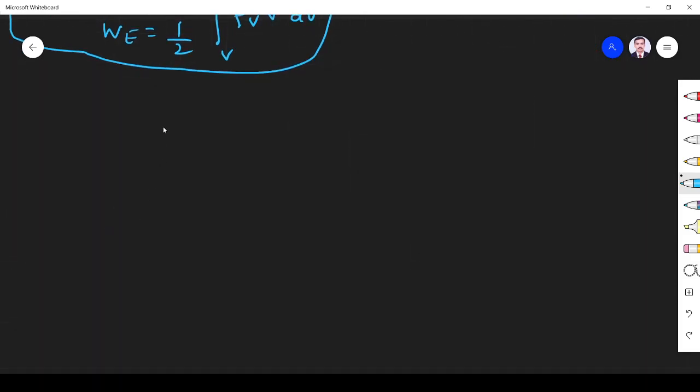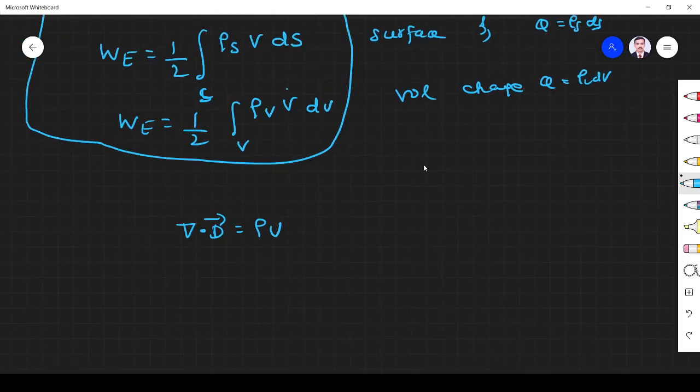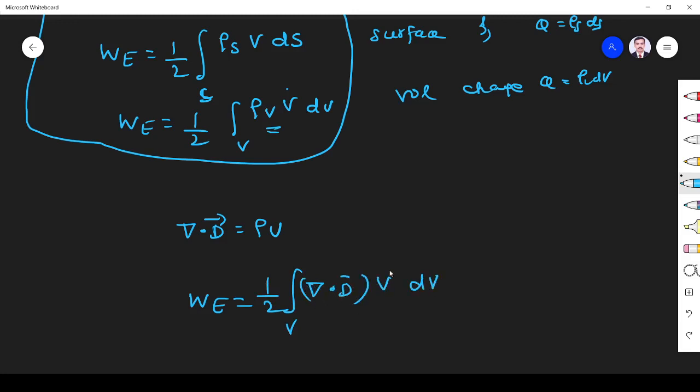Okay, so we know that del dot D is equal to rho V. So we take the last one because we are mostly bothered about volume charge. We know that W is equal to 1 by 2 integral of rho V V dV. Instead of rho V, you substitute del dot D into V, potential. This is potential, this is volume. Please remember dV is volume.